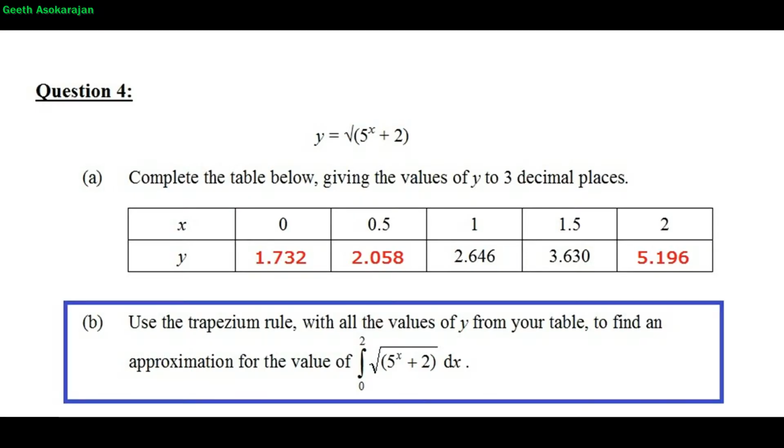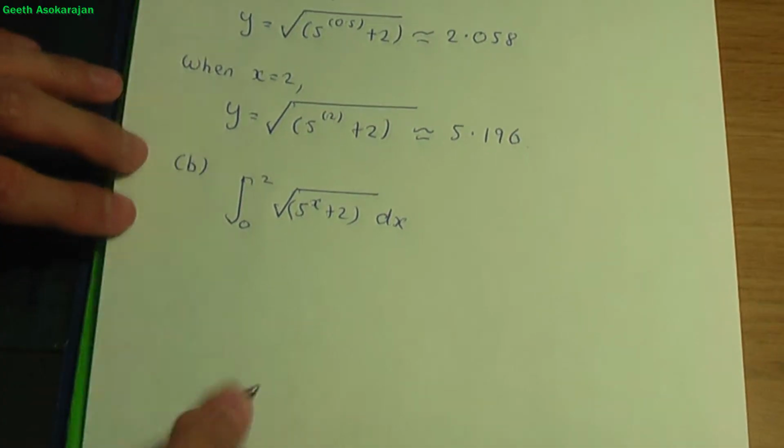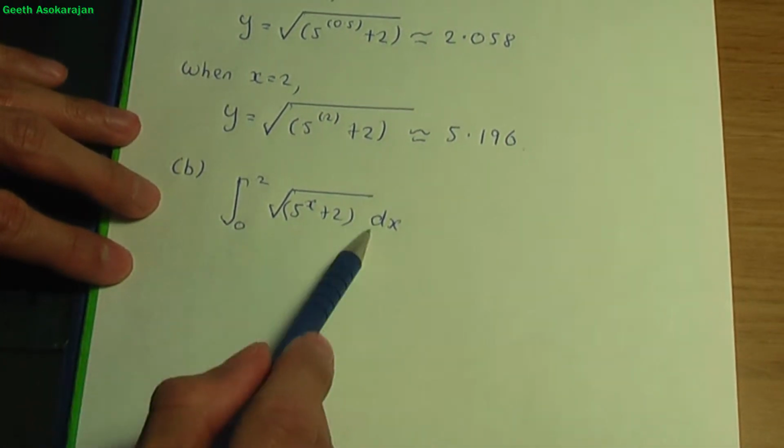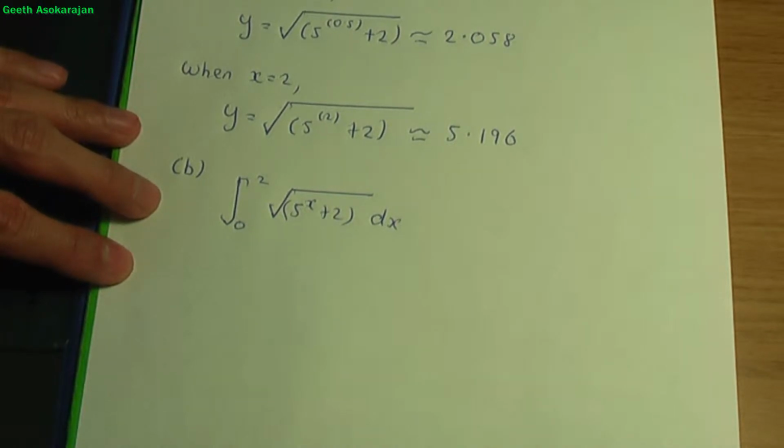So part B is to use the trapezium rule with all the values of y from the table to find an approximation for the value of this integral, a definite integral between limits 0 and 2 of the root of 5 to the power of x plus 2. So let's think about this one. Here is the integral, and we need to apply the trapezium rule to solve it.